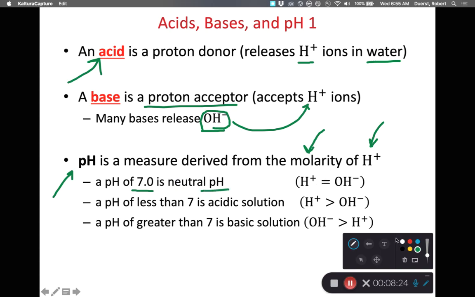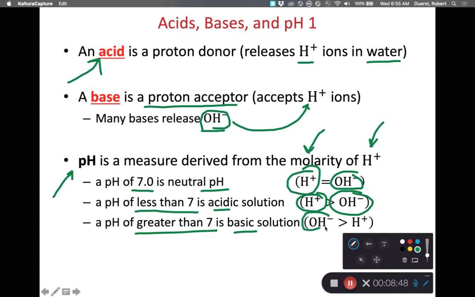And at exactly 7 pH, the concentration of hydrogen ions is equal to the concentration of hydroxide ions. If the pH is less than 7, it's an acid, and we have more protons than hydroxide ions. The concentration of hydrogen ions or protons is greater than hydroxide. And then if we have a pH above 7, it's a basic or alkaline solution. And that means that we have a higher concentration of hydroxides relative to hydrogen ions.